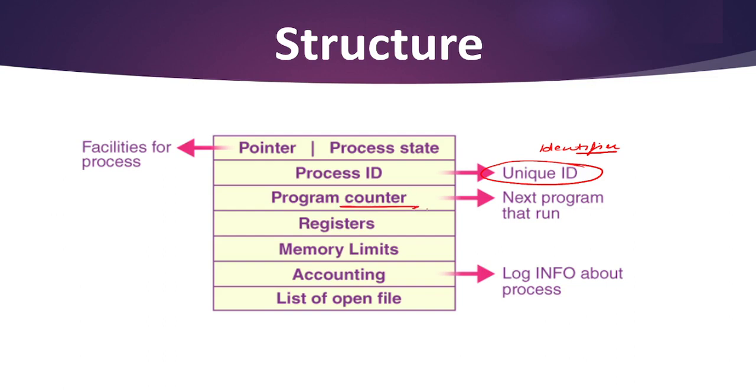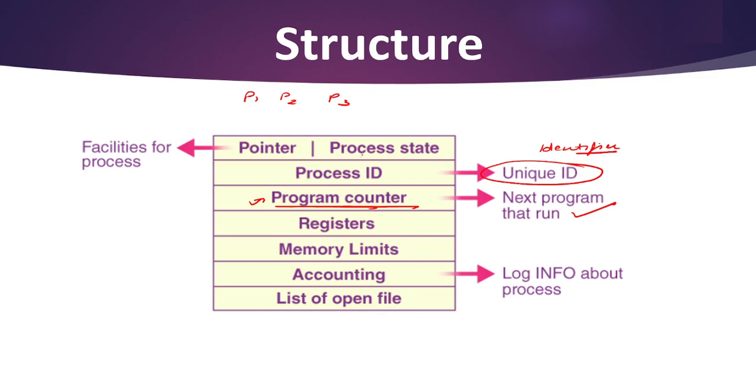Next we have program counter. So the address of the next instruction, as you can see here, its definition is the next program that runs. Let's say here we have process 1, process 2, process 3. So program counter is basically used to store the address of the next instruction to be executed, and it is specified only by the program counter. The address of the program's first instruction is used to initialize the program counter before it is executed.